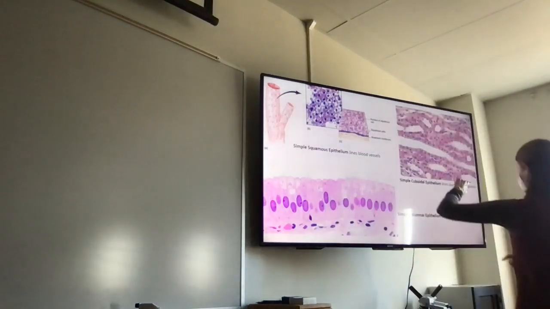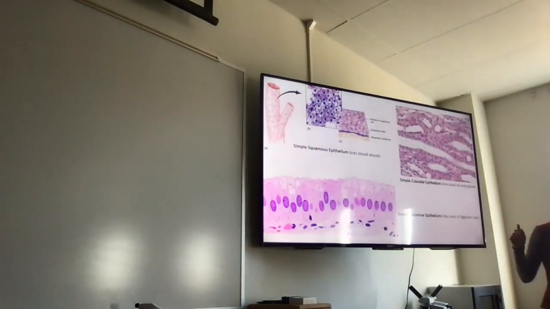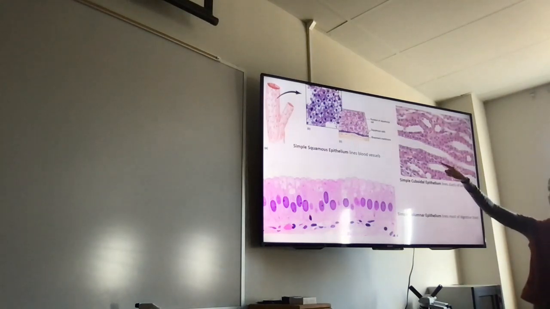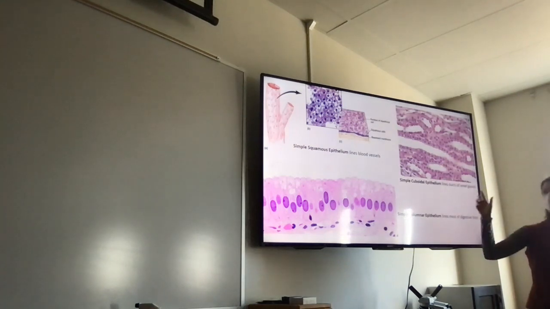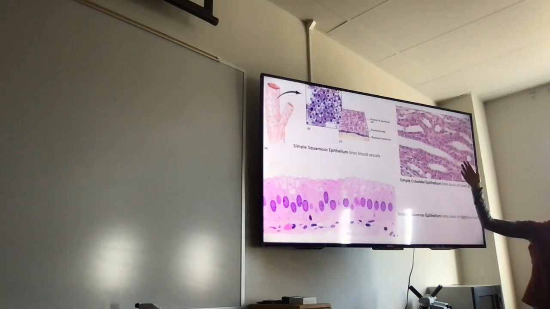Simple cuboidal over here. So the cuboidal, like I said, the nucleus takes up a lot of the cell. So these are all individual cells. That dark purple is the nucleus. It's taking up a massive amount of the cell. So that's a good indicator it's cuboidal, if you can't tell that the cells are kind of cube shaped. And this is simple. You see a lot of layers here, right? So this is where it gets confusing as to why it's considered simple rather than stratified.